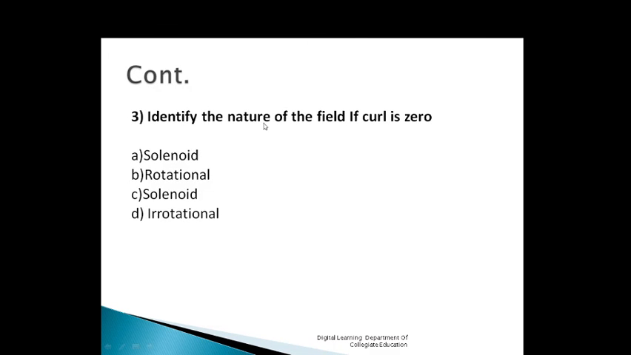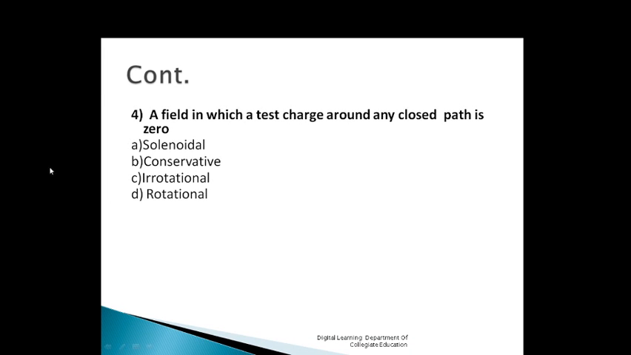Next question. Identify the nature of the field if the divergence is 0. Option A solenoid. Option B rotational. Option C solenoid. Option D irrotational. Fourth question. If a field in which the work done on a test charge around any closed path is 0, option A is solenoid, option B is conservative, option C is irrotational, option D is rotational. Answer is option B, conservative.